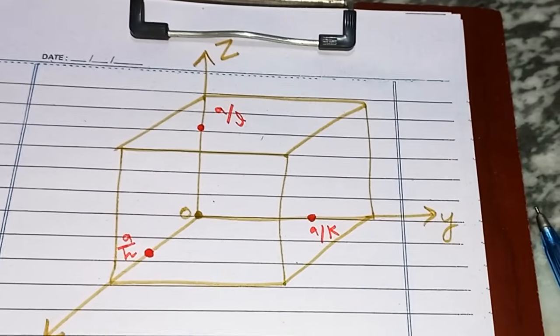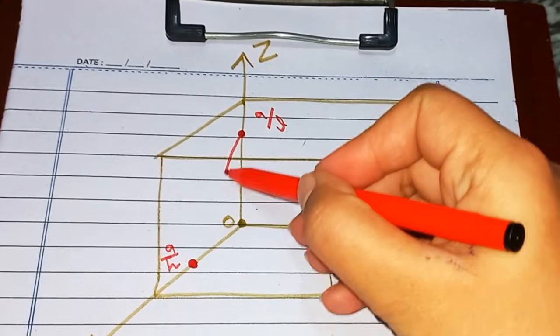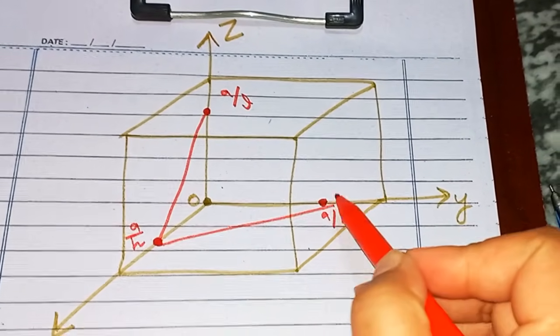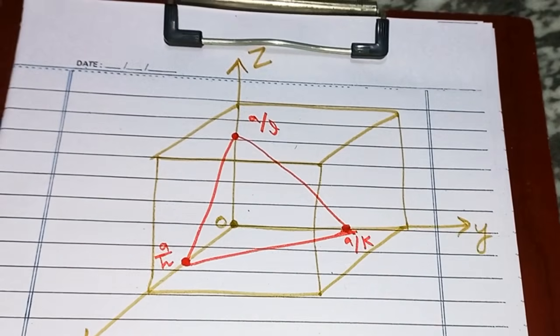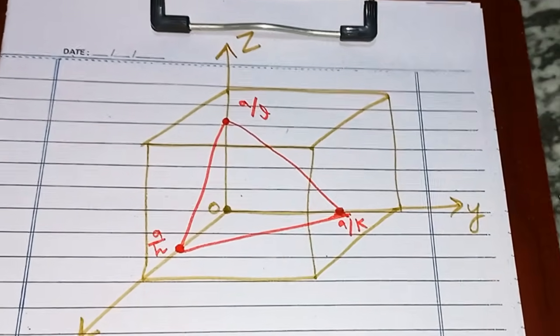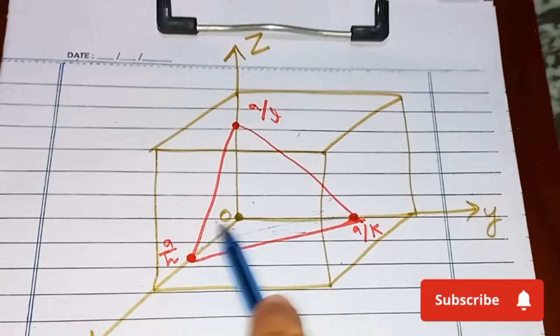So the order is the same. Now we'll join these points together, and it forms a random plane. All right, we can see here this is a random plane, and we can even shade it, but that is not needed.